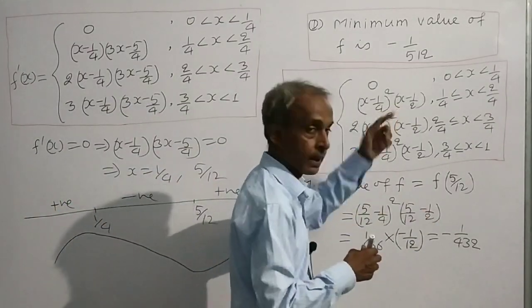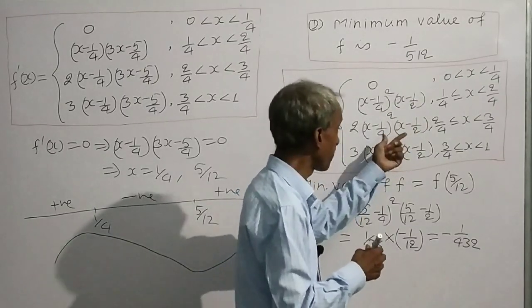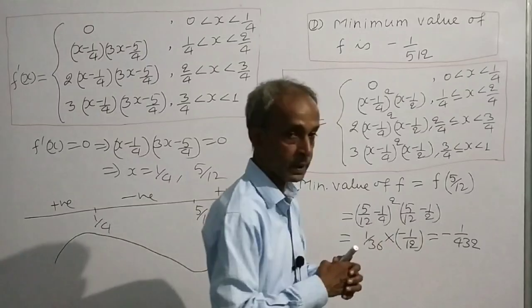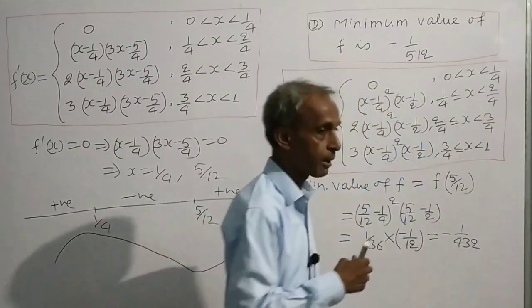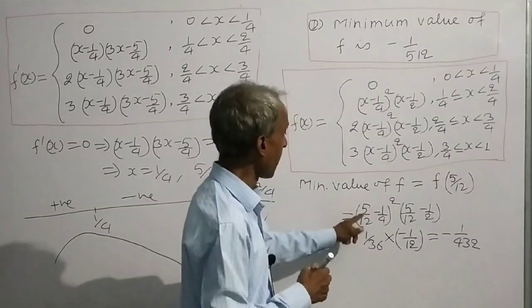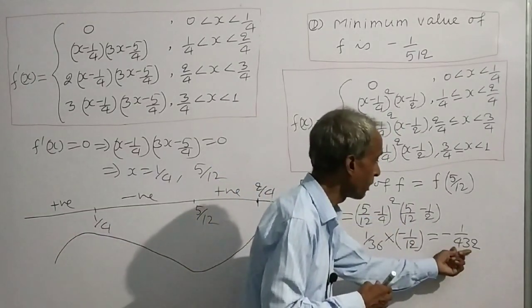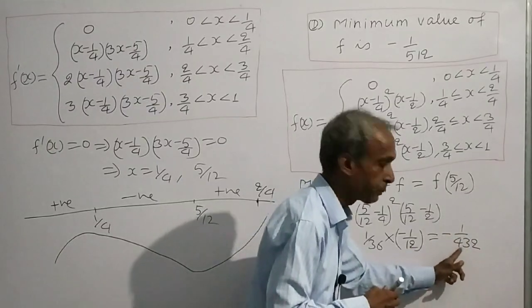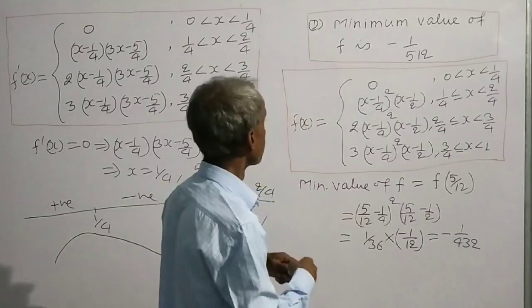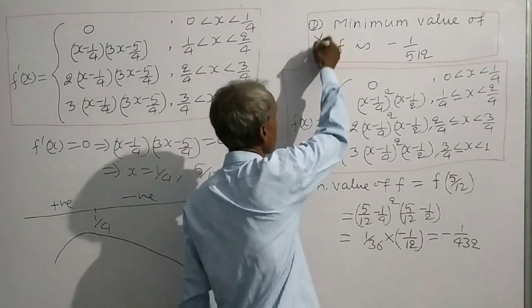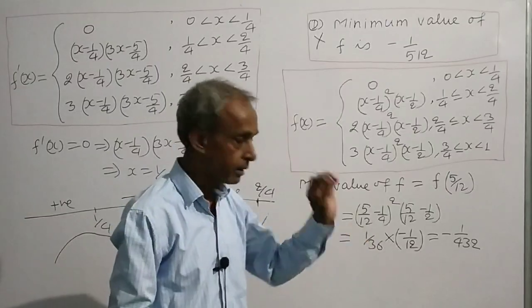Therefore, the minimum value of f(x) will be obtained by putting 5/12 in place of x in this expression, not in this expression or this expression, because 5/12 lies in this interval. We put 5/12 in place of x and get the minimum value -1/432, which is not equal to this. Therefore, this option is incorrect. Now read the question.